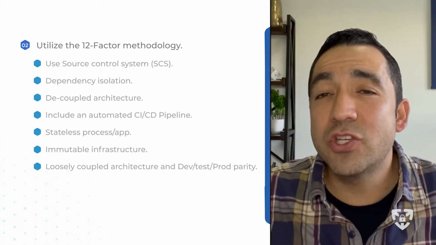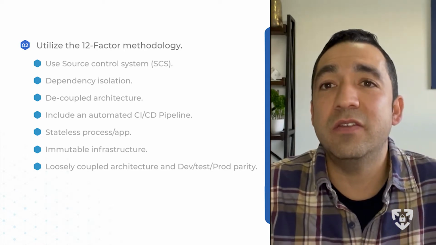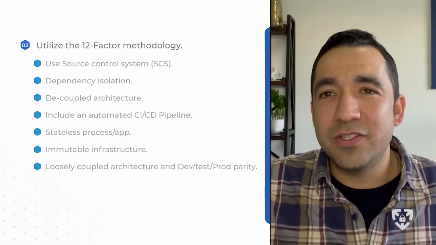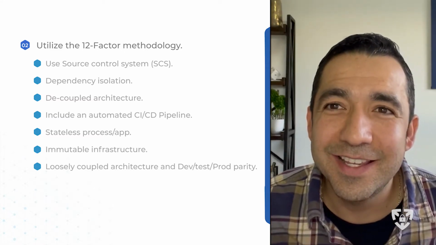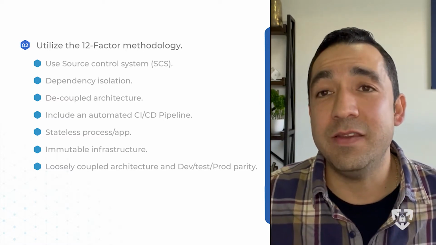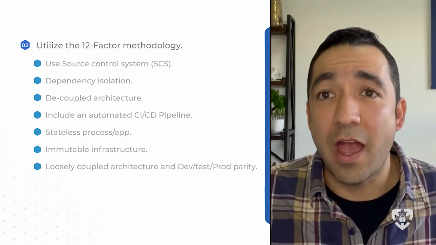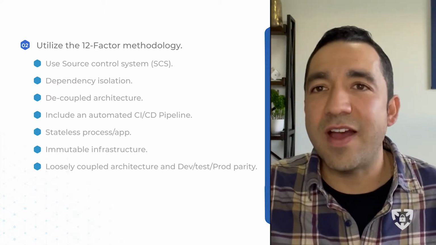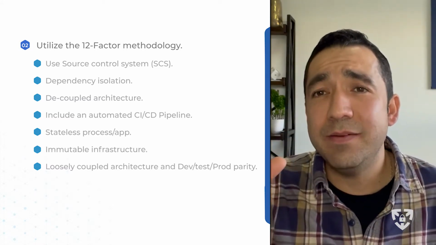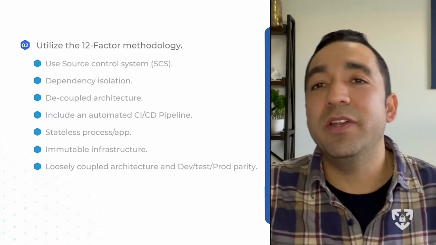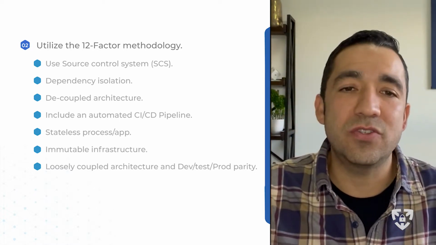Make sure to include a continuous integration and continuous delivery pipeline, which is paramount in the DevOps world. Another thing that is huge and important is that your application should be stateless. And another term, you need to have an immutable infrastructure, meaning your environment is disposable. Another important term from the 12-factor methodology is that you need to have a loosely coupled architecture. And lastly, your dev, testing, and production environments should be identical. You could use containers, Docker, and microservices.